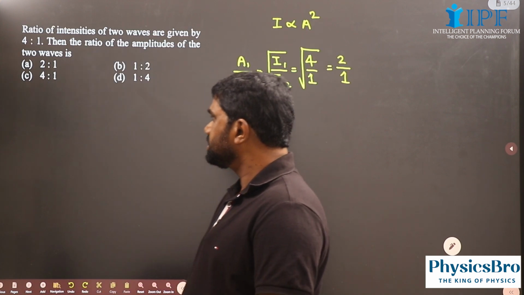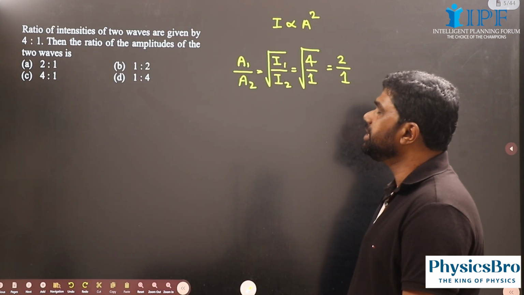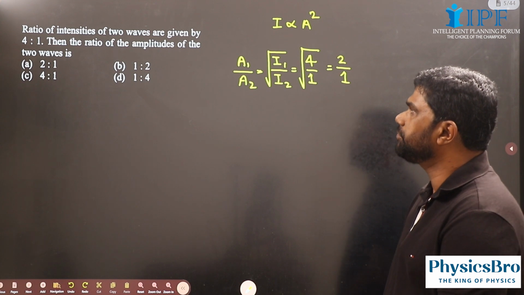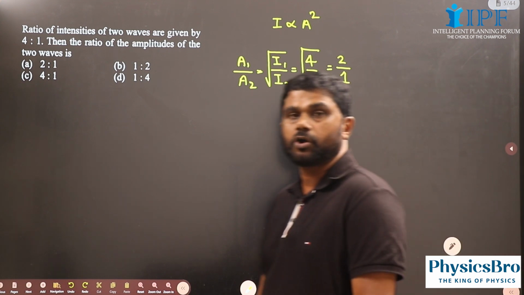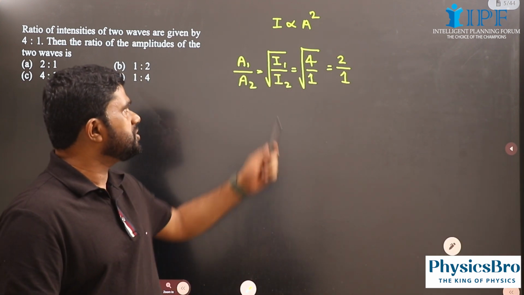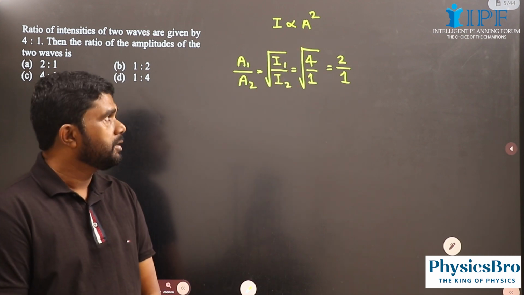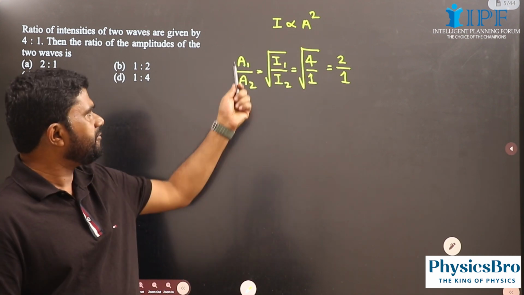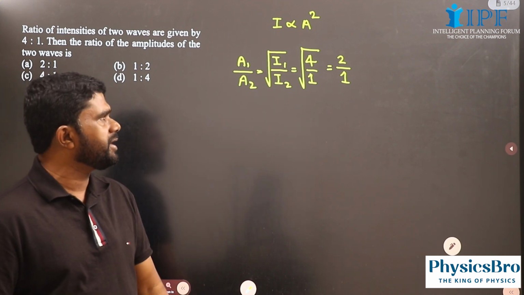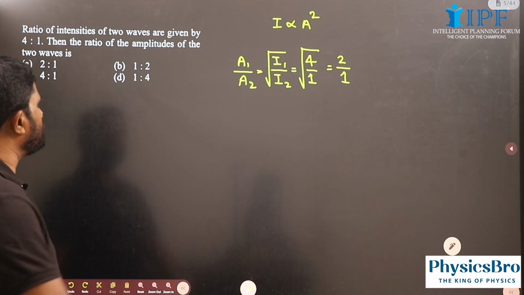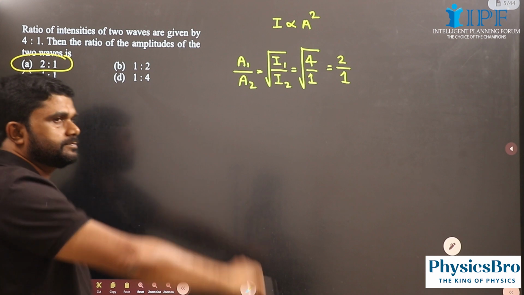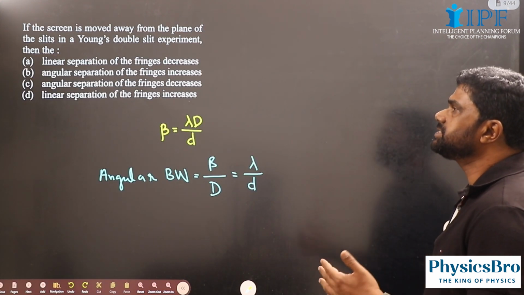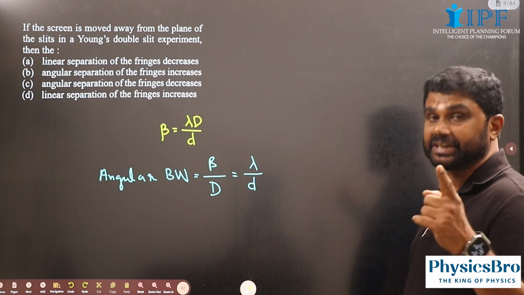Now let's see what we have next. The ratio of the intensities of two waves is given by 4:1, find the ratio of the amplitudes. For coherent waves, intensity is proportional to the square of the amplitude. So A1 by A2 equals root of I1 by I2, means root of 4 by 1, or 2:1. So the first option. If the screen is moved away from the plane of the slits in Young's double slit experiment, means D is increased.